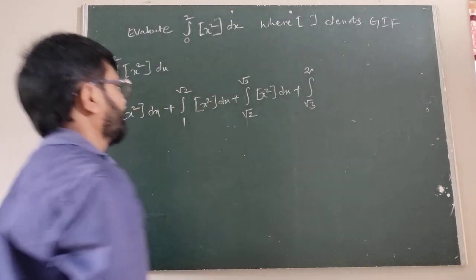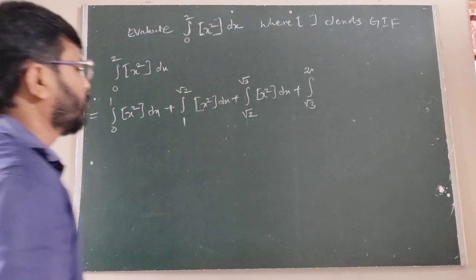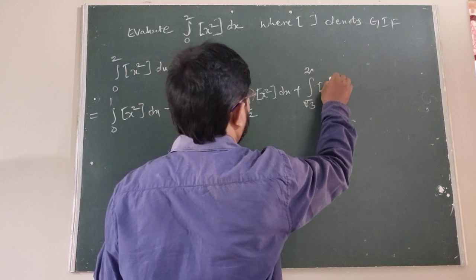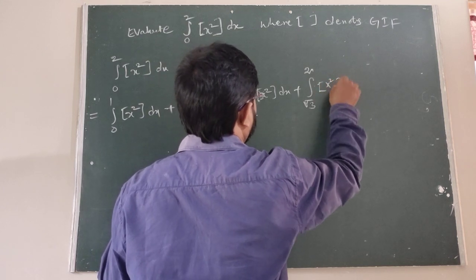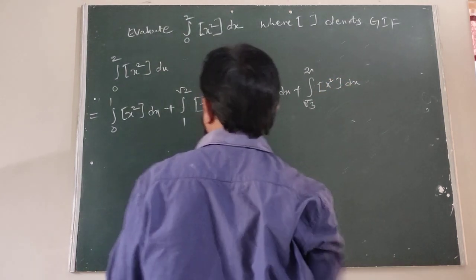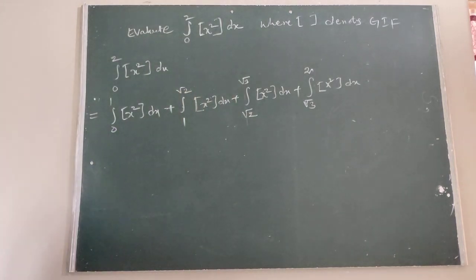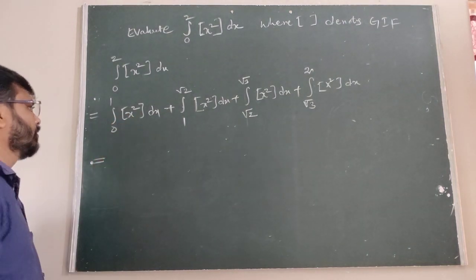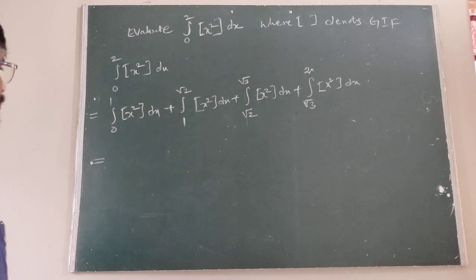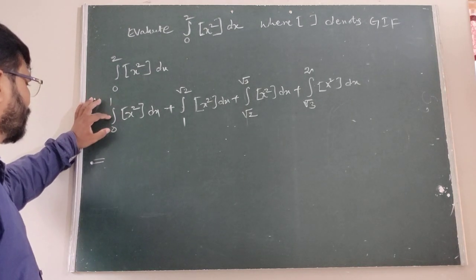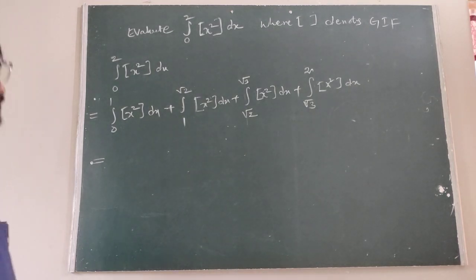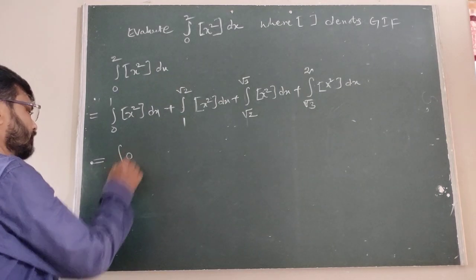Is it clear how to write this? We can write root 3 to root 4 step of x square dx. How to evaluate this one? The simple logic is here. This must be 0. Undoubtedly we have to take any value between 0 to 1. Suppose 1 by 2 is 0.5. 0.5 square is 0.25. Therefore undoubtedly it will be 0.